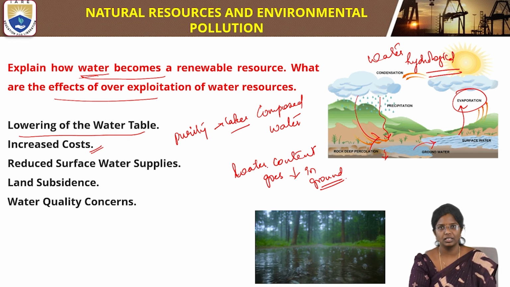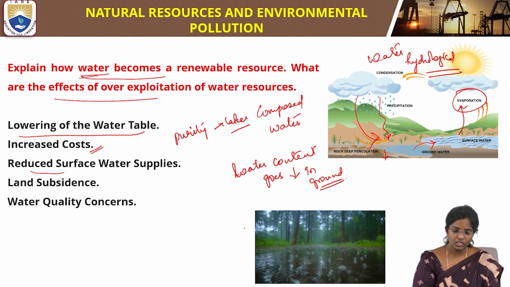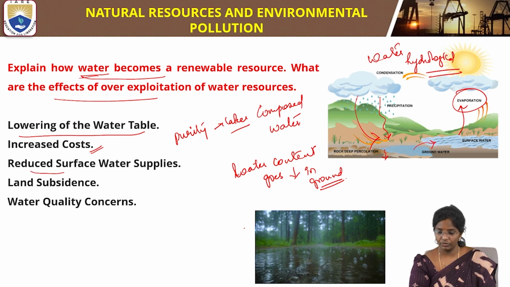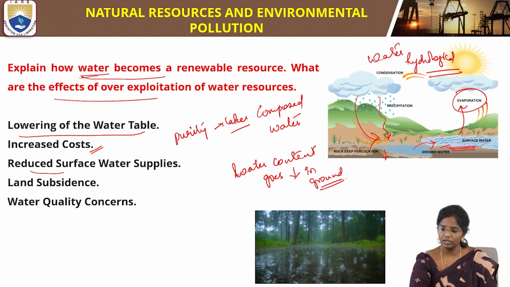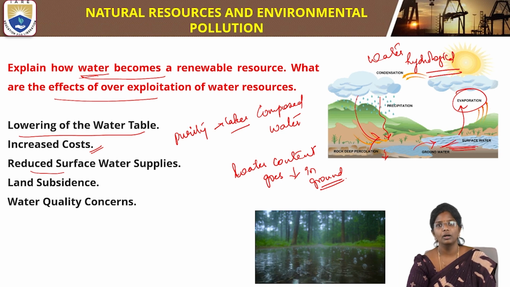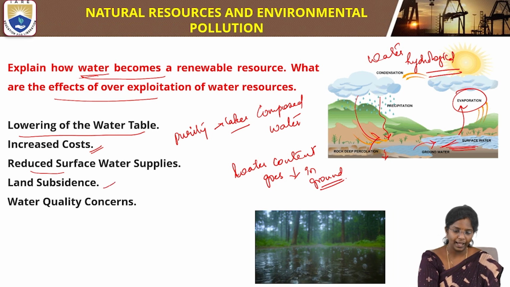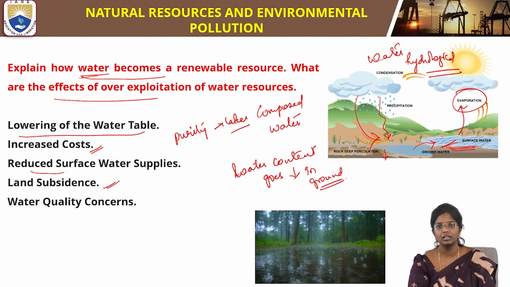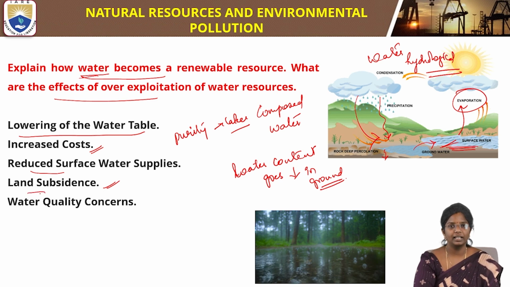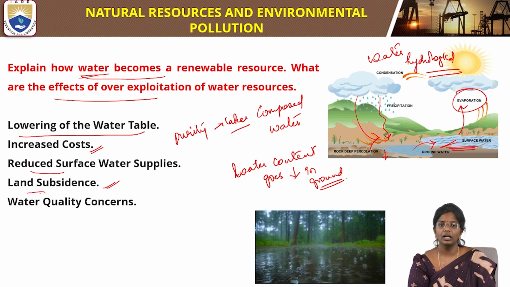Next, reduced surface water supplies, because whenever there is over exploitation, the surface water is also used for many purposes, and therefore this water in the water table, or the surface water, is getting reduced. Then land subsidence. Whenever there is exploitation of this water, even subsidence of land takes place, so that also affects land degradation and other processes that are naturally occurring.